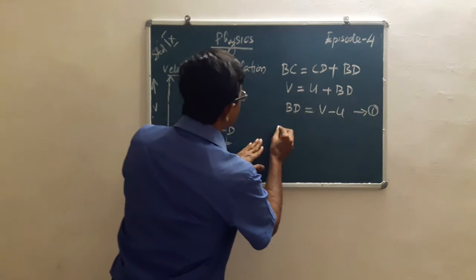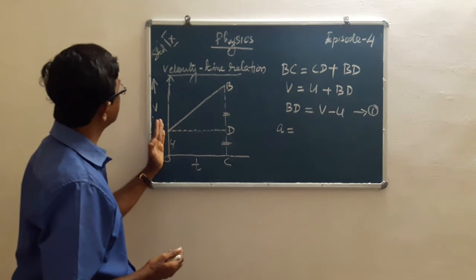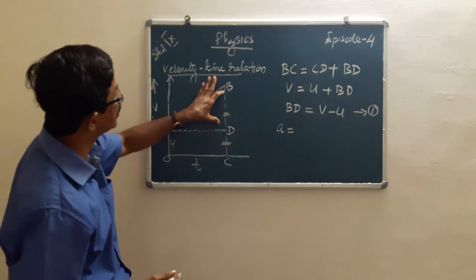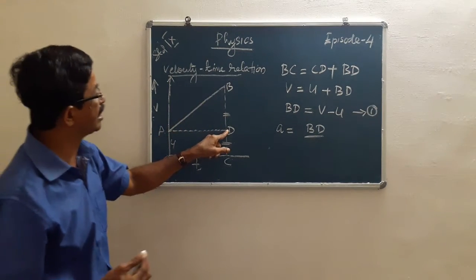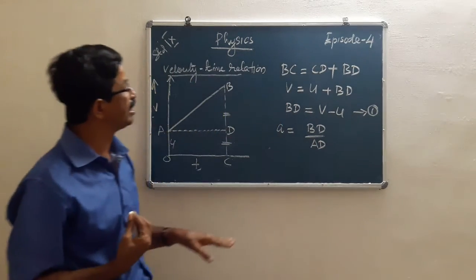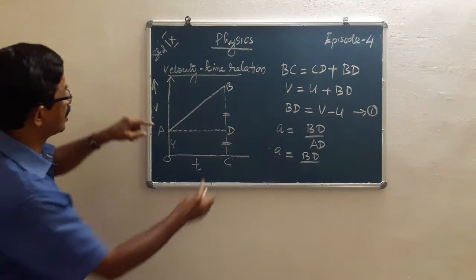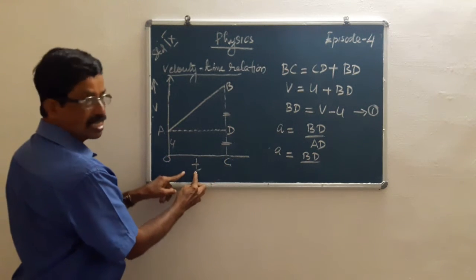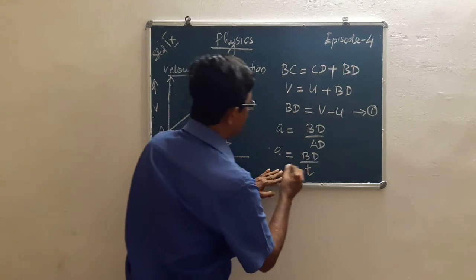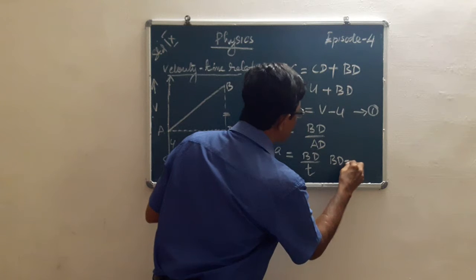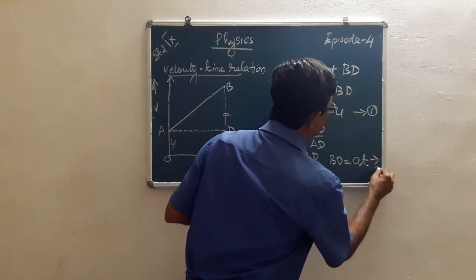Now, again we know acceleration A is equal to change in velocity by time. Here, this is the initial velocity and this is the final velocity. How much is the change in velocity? That is BD. So A is equal to BD divided by AD. This AD and OC are equal, and we know OC is the time for this change, so we can take it as T. From this, multiplying this way, BD is equal to AT. That we can take as relation 2.